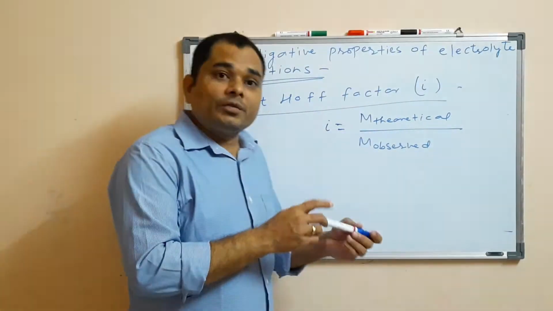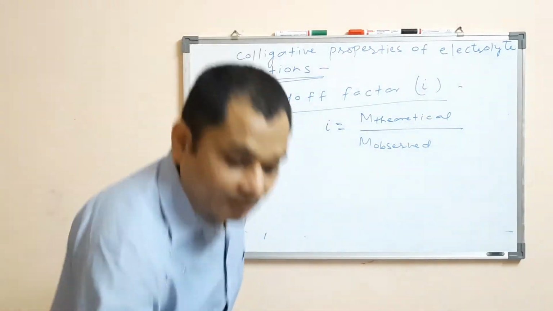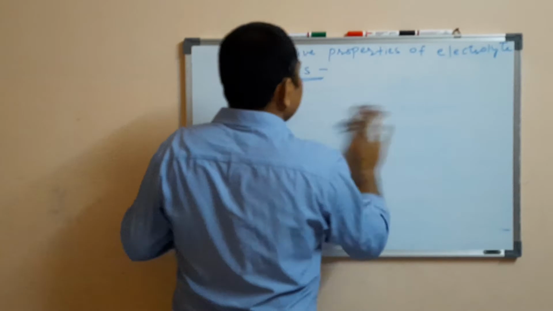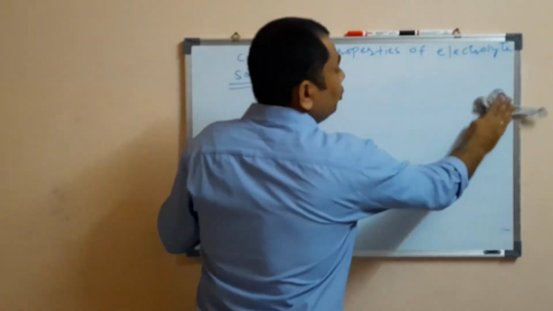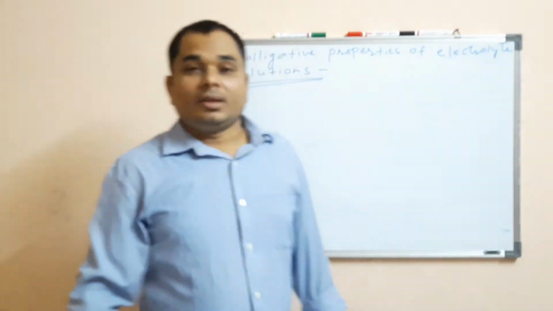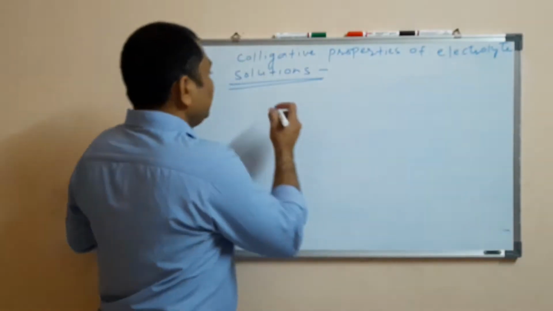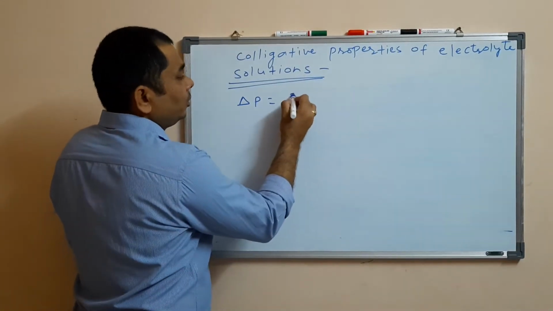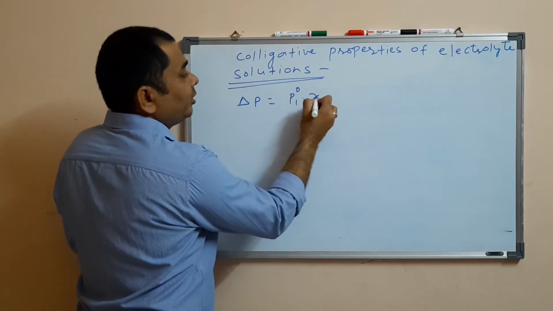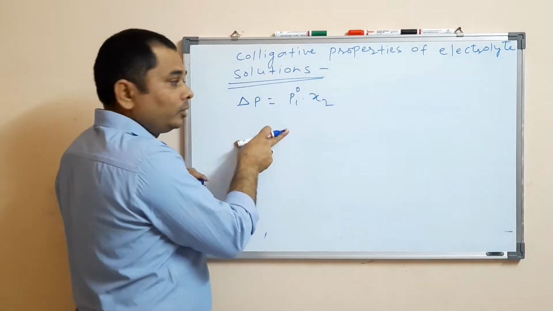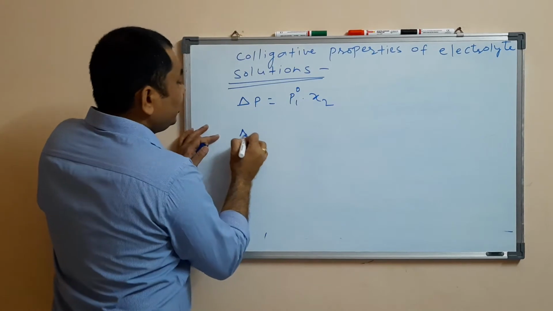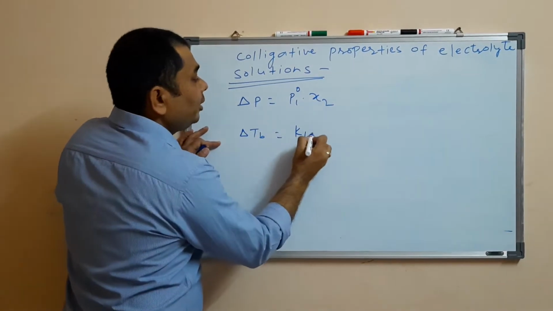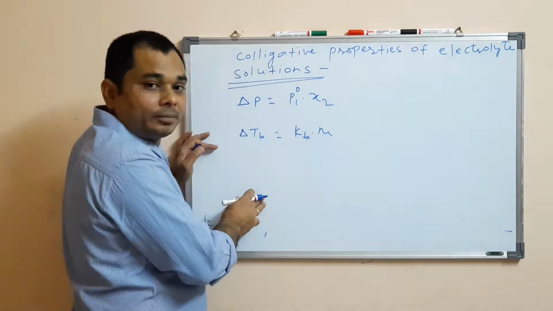Now what is the use of this Van't-Hoff factor? See, we had discussed or derived the formulas for different colligative properties. हमने different formulas देखे थे colligative property के लिए. Say for example, delta P. This was equal to what? P1⁰ into X2. This is what we had discussed. Okay. Similarly, delta Tb, elevation of boiling point. This was equal to what? Kb into m, that is molality.